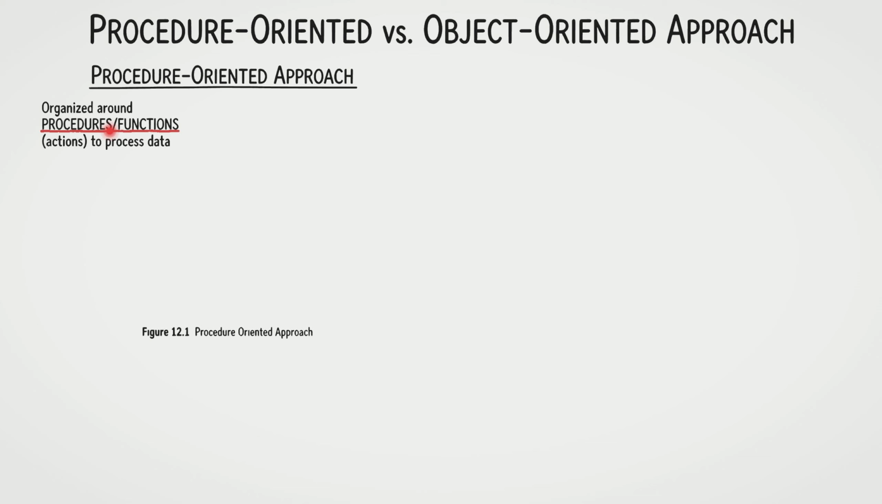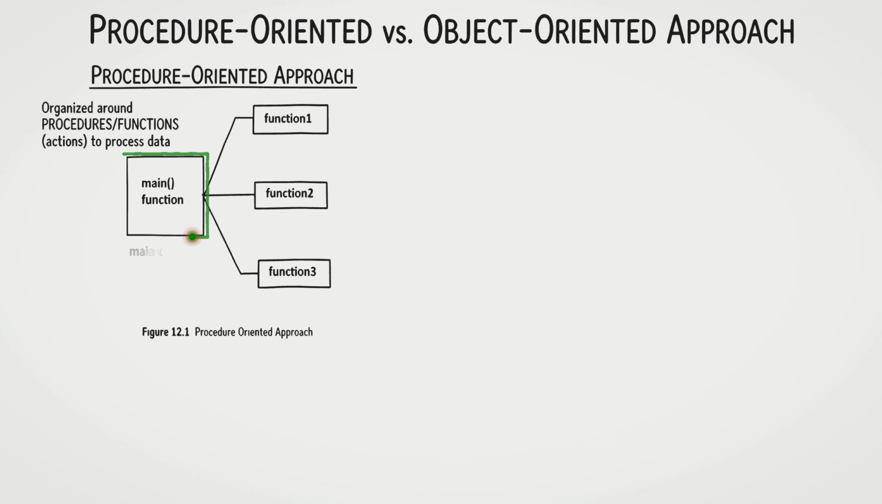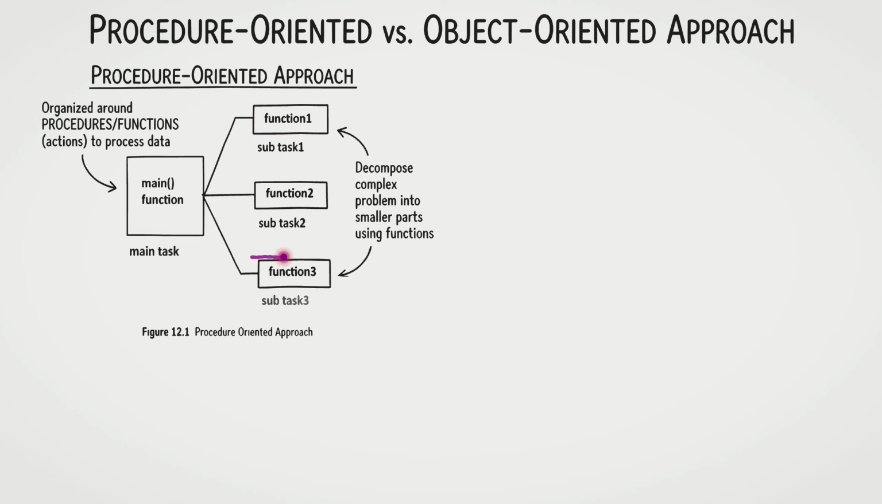Look at the structure here on the left. We start with a central main function, which acts as the entry point of the entire program. When a problem is too big to handle at once, we decompose that complex problem into smaller tasks. You can see the main task splitting off into specific subtasks handled by function 1, function 2, and function 3. In this procedural world, the focus is strictly on the actions, the functions that process the data.